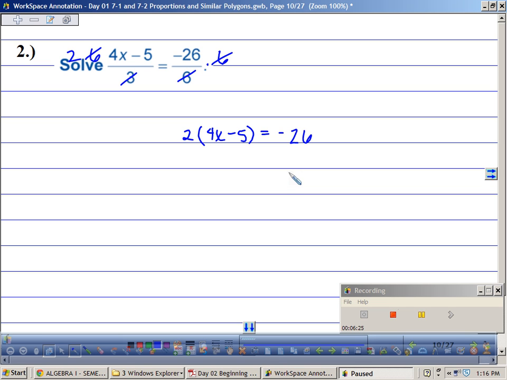Now what? No. Why would you make your life harder? Why would you distribute? You've still got, isn't this really 13 times 2? The 2's go away. Now you've got 4x minus 5 equals negative 13. You can almost do that in your head. But if you don't like my way, you are more than welcome to multiply 4x minus 5 times 6 and negative 26 times 3 and do all that math if you want to.